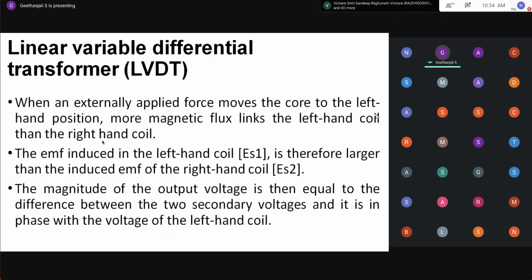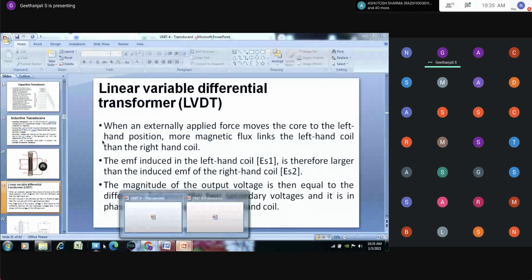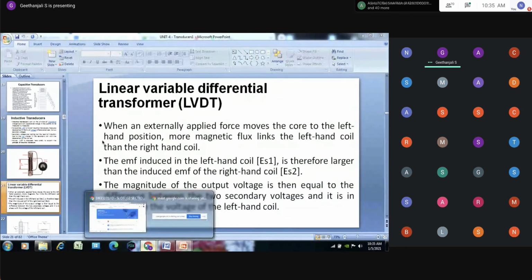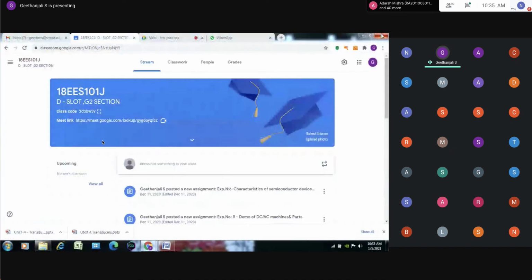All of you go through this slide. See, the remaining topics we will discuss in the next class.